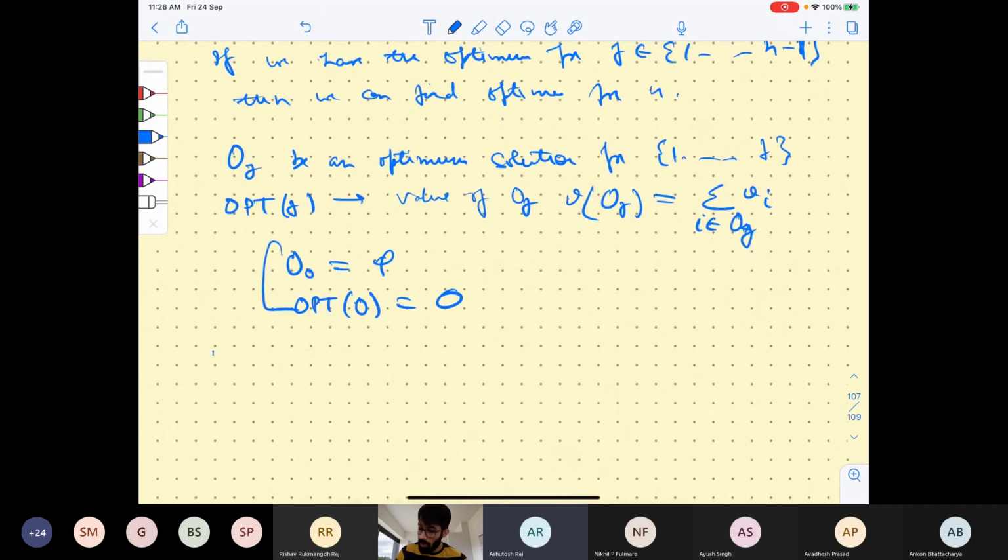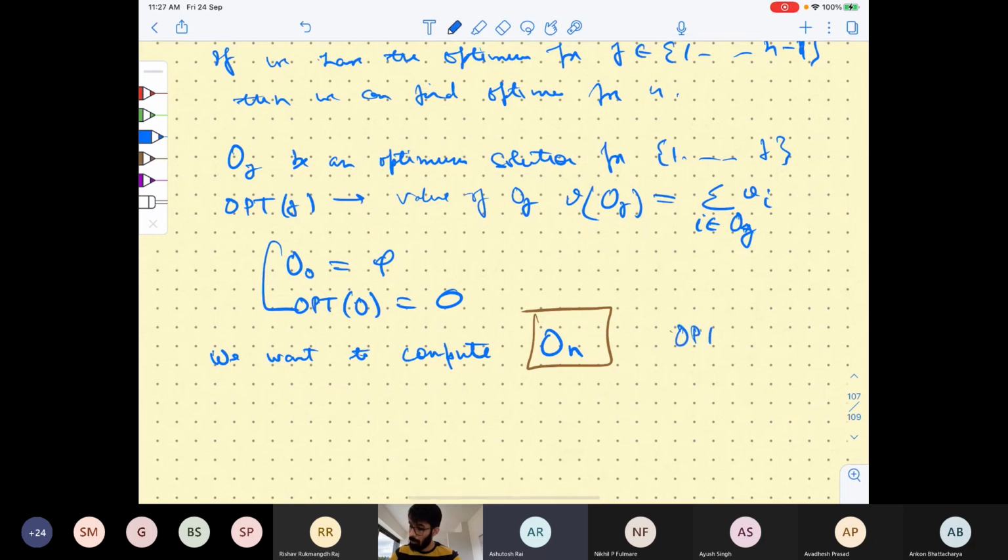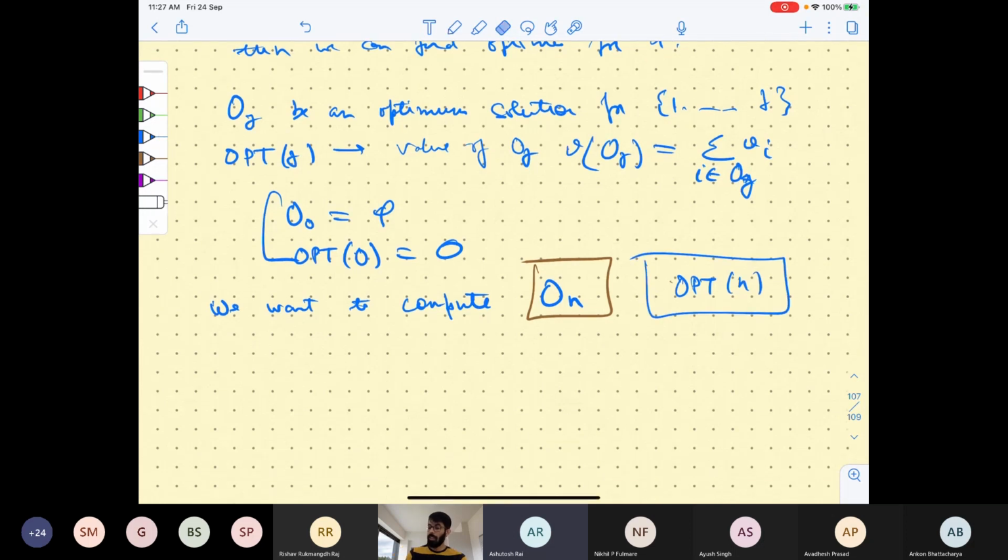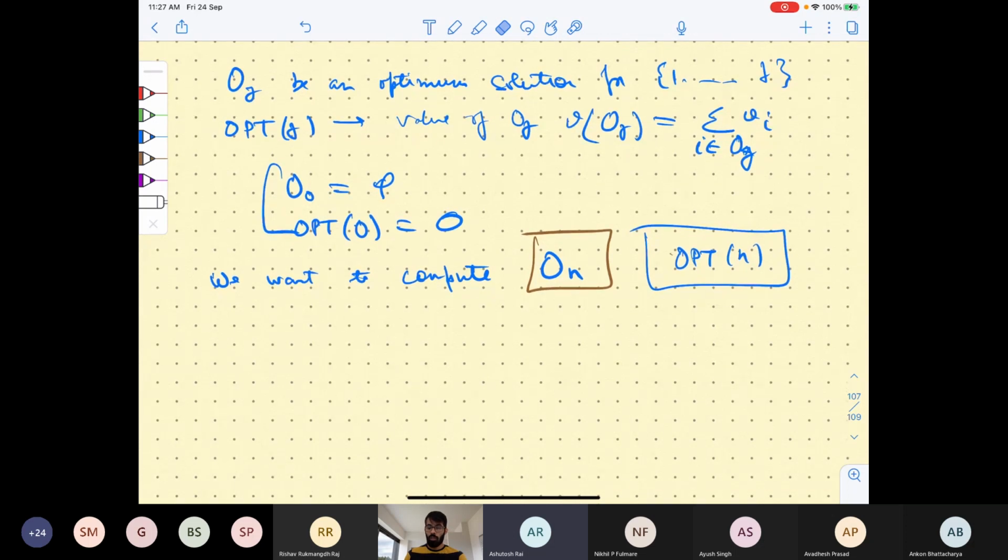And what do we want? We want to compute ON, that is our target, and also opt n. Okay, good. So now from the previous discussion, what do we have?